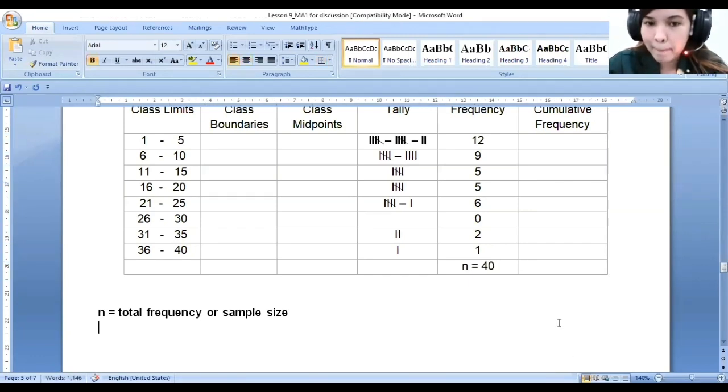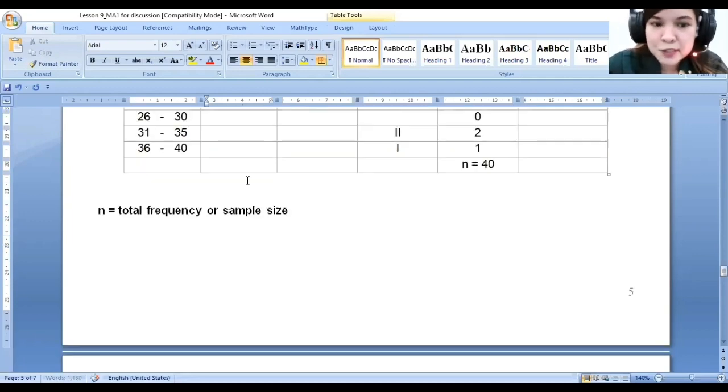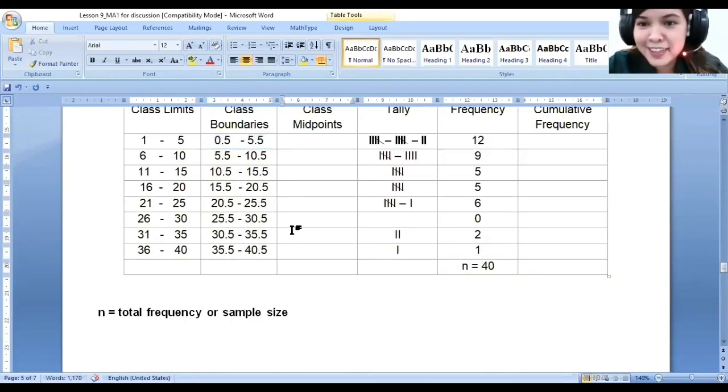Okay? Nakuha po ba? Then after that, pwede mo na isunod yung class boundaries. Actually, pwede na nga next yung class boundaries eh. Anong gagawin sa class boundaries? Minus 0.5 sa left, plus 0.5 sa right nung class limits. So, 1 minus 0.5, 0.5, then dash. 5 plus 0.5 is 5.5. Okay, yung pangalawa. 6 minus 0.5 is 5.5, then dash. 10 plus 0.5 is 10.5, and so on and so forth. Ayan na ang sagot. Naintindihan niyo?